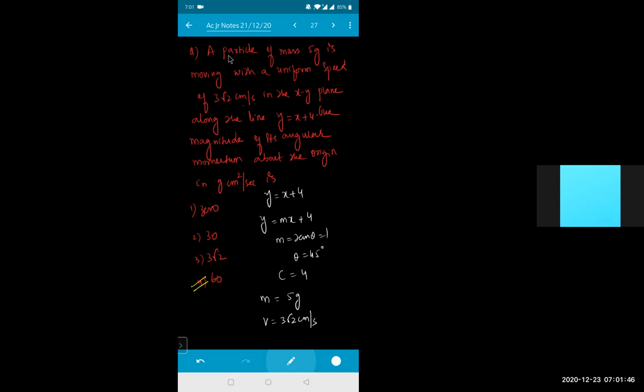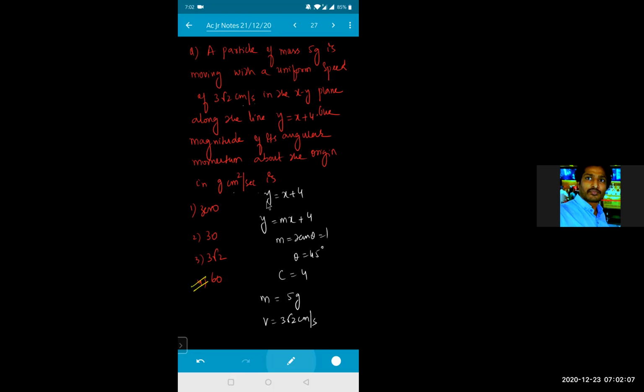Okay, okay. Now see this question, beta. A particle of mass 5 gram is moving with a uniform speed of how much? 3 root 2 centimeter per second. In which plane? XY plane. Along the line y is equal to x plus 4, isn't it? The magnitude of its angular momentum about the origin is. The answer should be in gram centimeter square per second.